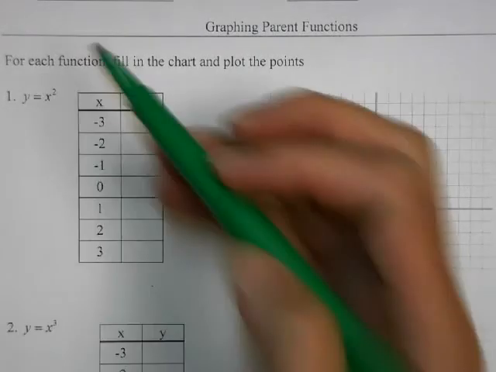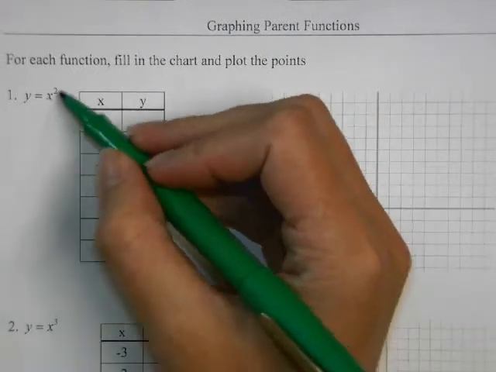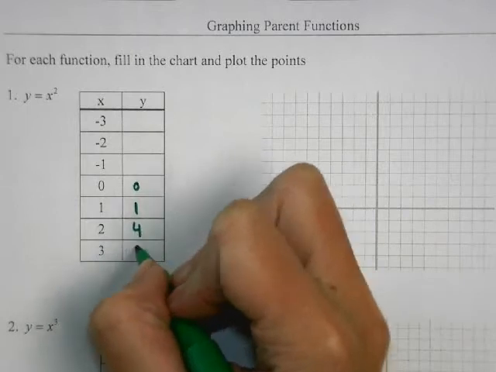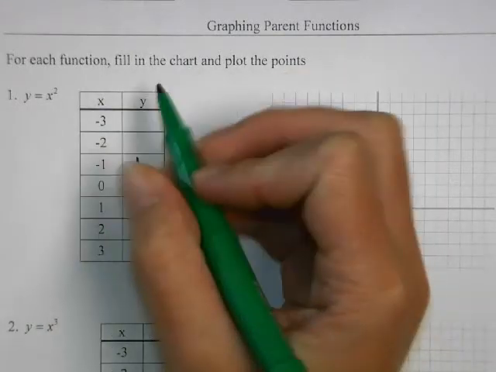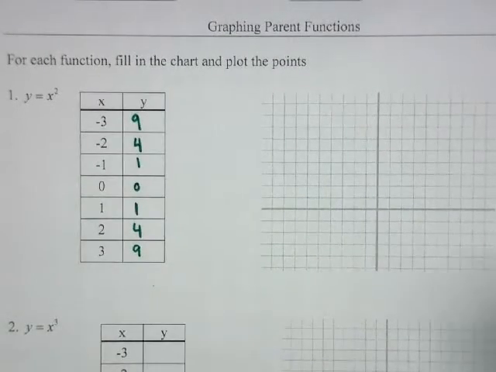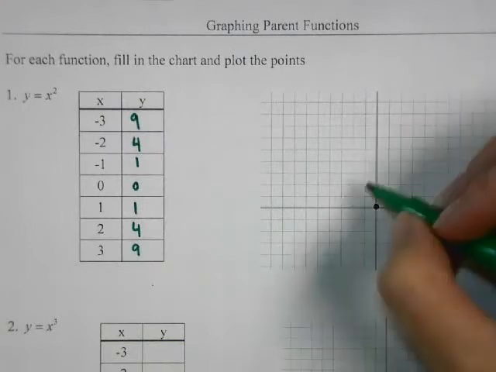So first is y equals x squared. Making a table of values is always a good place to start. So I'd start with 0. So 0 squared, 1 squared, 2 squared, 3 squared, negative 1 squared, 2 squared, and 3 squared. So my graph of a parabola is always going to start at the middle.